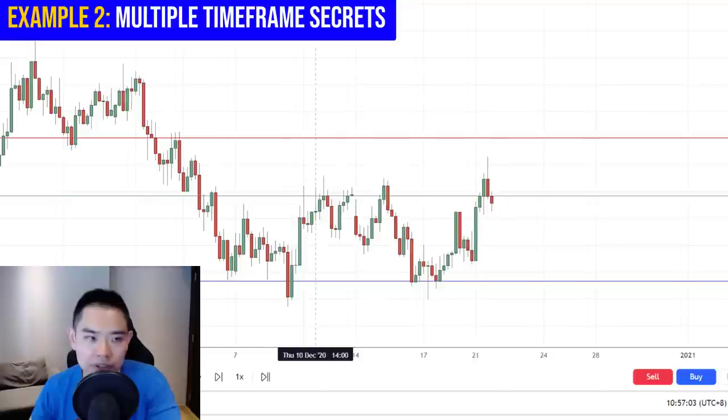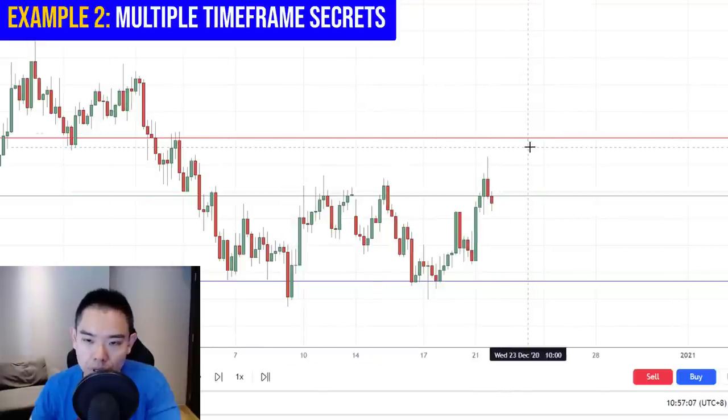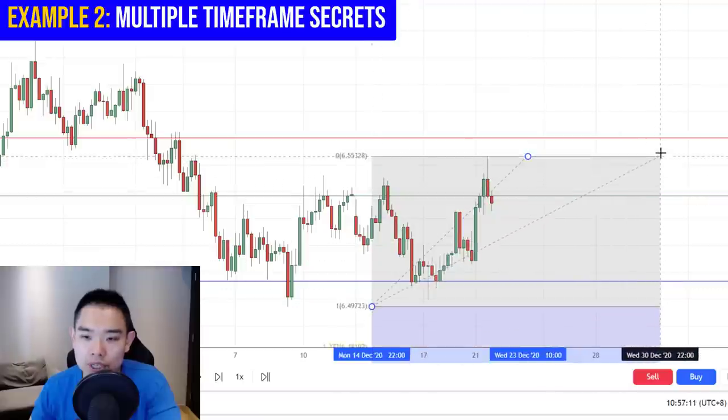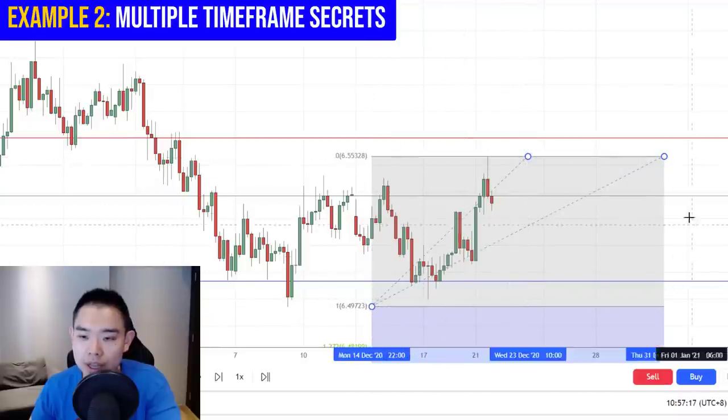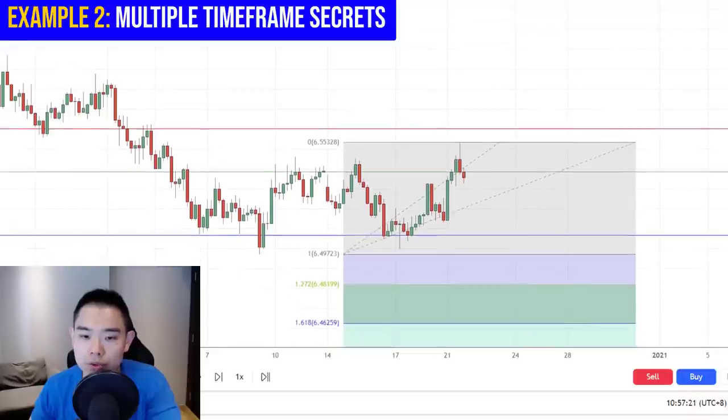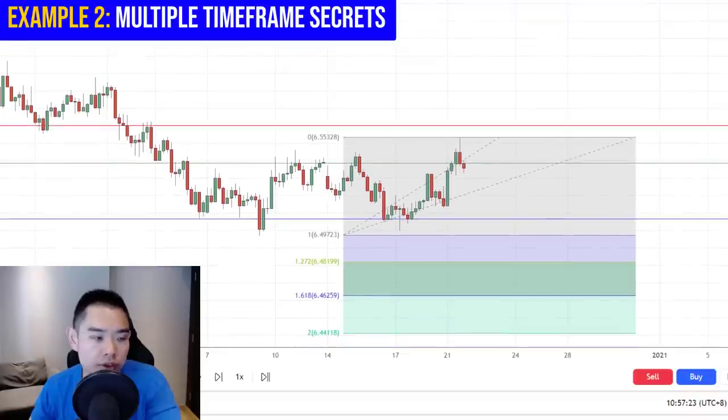To make your life easier, you can use a tool like this, the trend-based Fib extension. You draw this from this high to the low and back up to this high again. So you can see over here, I draw it from this high to this low, and then back up to this high again. Then you can look at the 2.0. The 2.0 is where I want you to pay attention to. You can see over here, this is the 2.0 level.